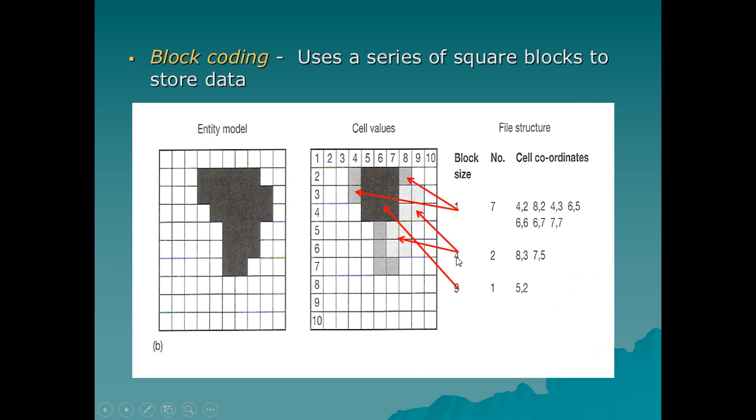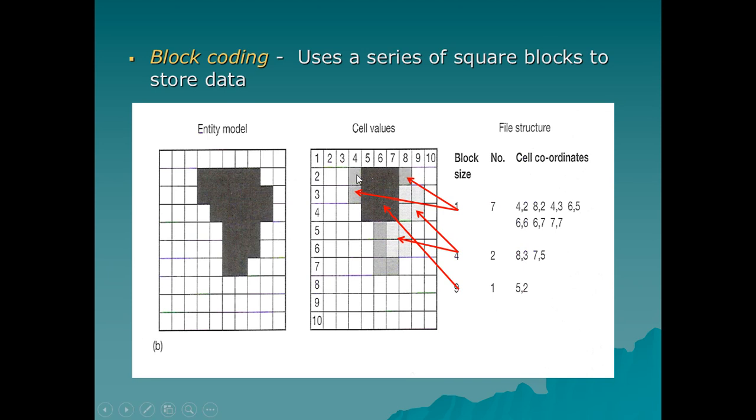The second one tells us that we have a block size of 4. There are 2 of them, and this is the top left corner coordinate of those 2. So let's find those 4. Let's see, the first one is at coordinate 8, 3.